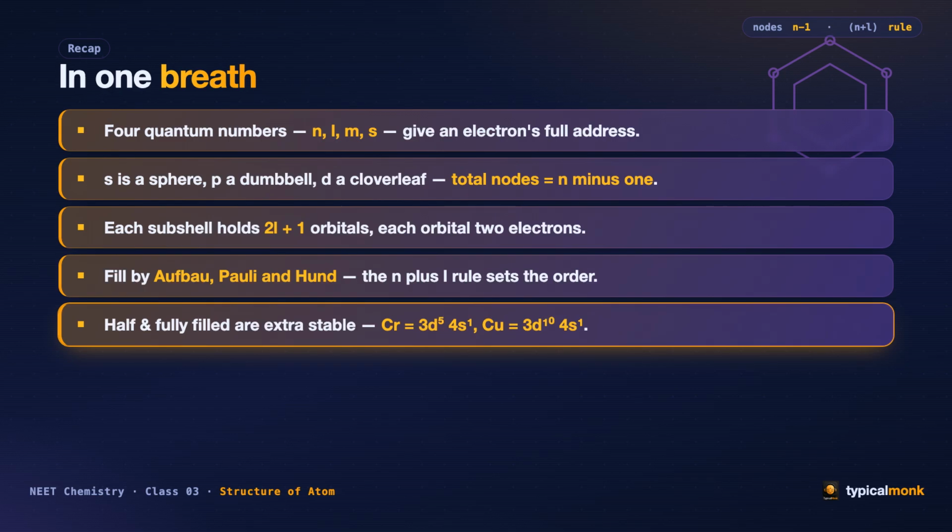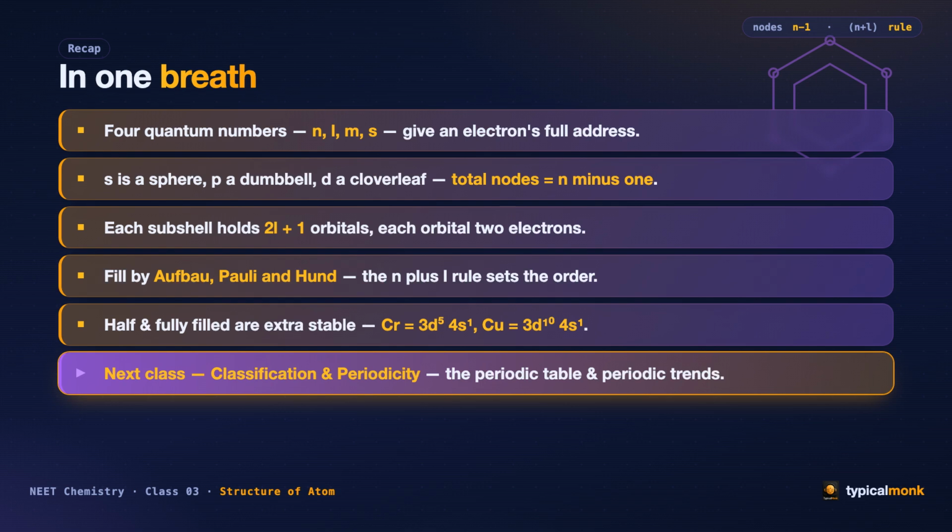Half-filled and fully filled subshells are extra stable, which is why chromium is 3d5, 4s1, and copper is 3d10, 4s1. And next class, we step back to see the whole family. Classification of elements and periodicity. The periodic table and how properties repeat in beautiful trends.